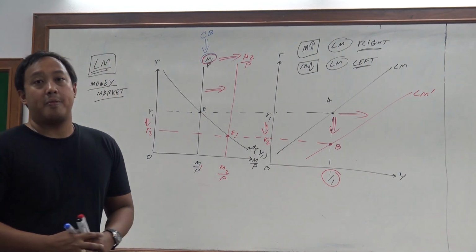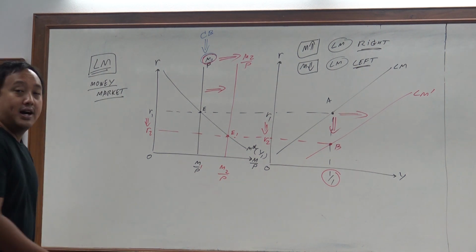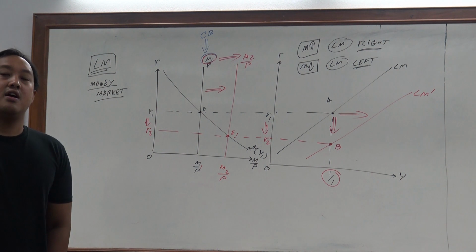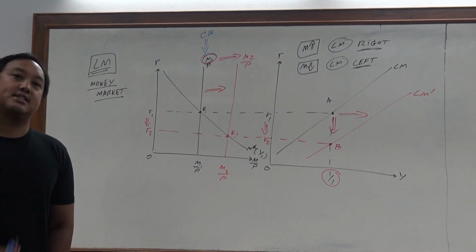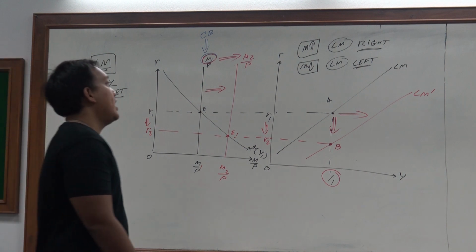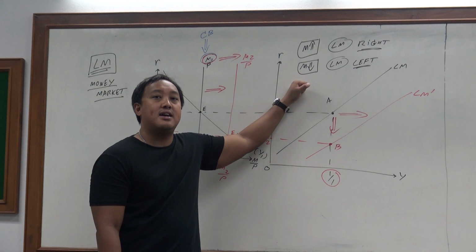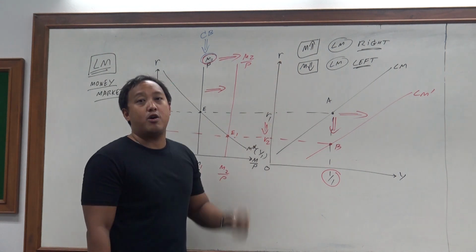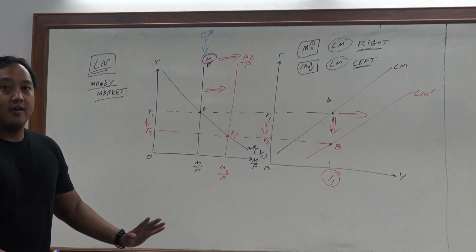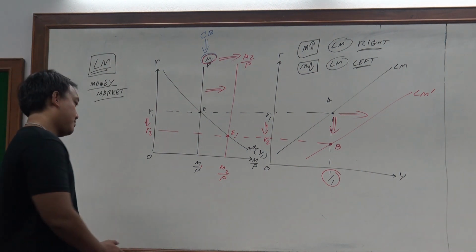So we're done with the LM curve, just like what we learned before. Export and import only affect the IS curve. For the LM curve there are no effects. The LM curve is only about the role of the central bank and the amount of money in the economy. So this is the LM curve. Done.